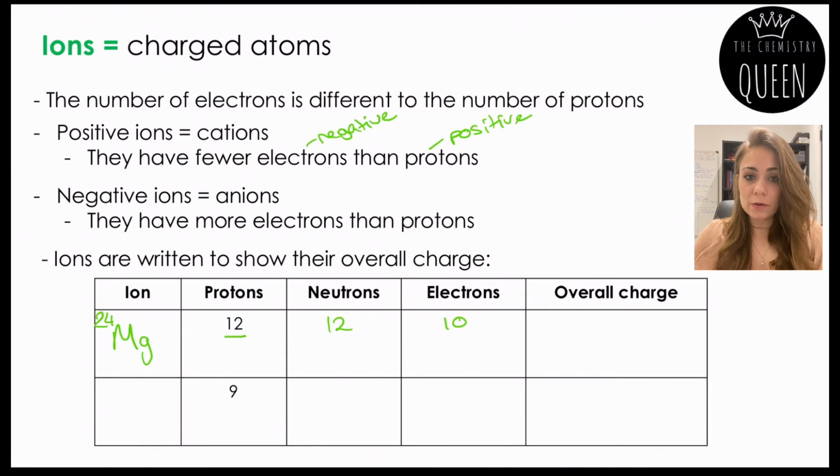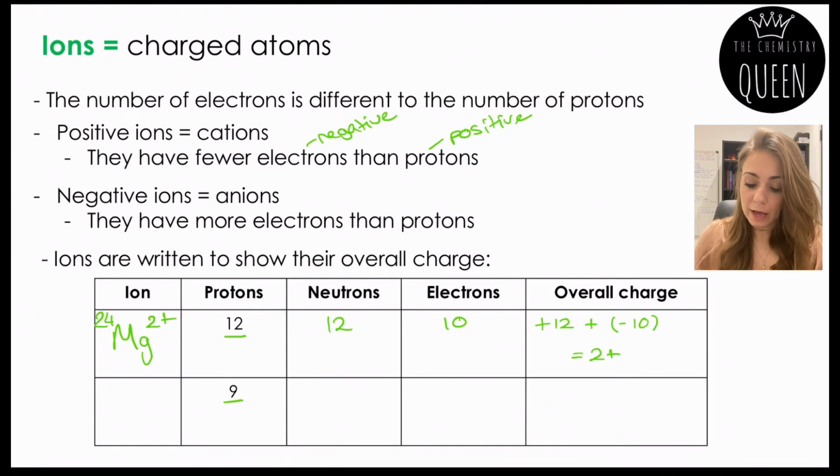So to work out the overall charge of the ion, we take the number of positively charged subatomic particles, so protons, and we add them to the number of the negatively charged subatomic particles, which are electrons. So we've got 12 positives, and we're going to add to that the 10 negatives. So it's essentially 12 minus 10. So overall, the charge for a magnesium ion is 2+, and we write that next to the chemical symbol of the element, so Mg2+.